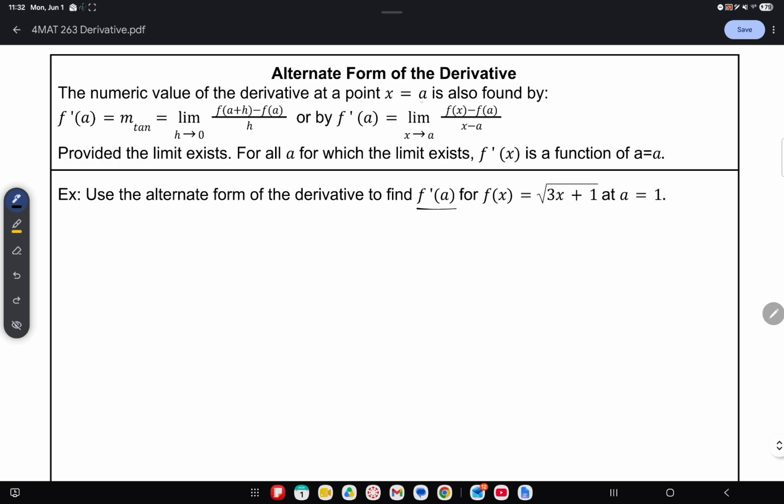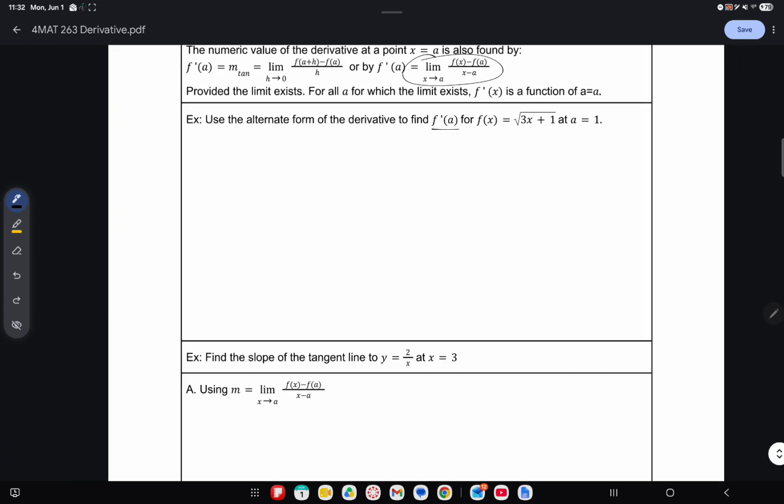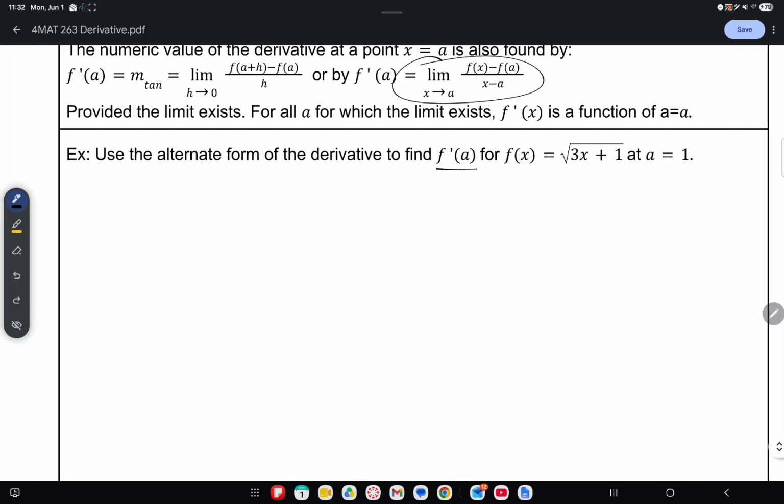So I can use this form. Is there another example after that? Yeah, there is. Okay. Or you can use this form and at the end substitute in 1 for a. Either way, it's the same.